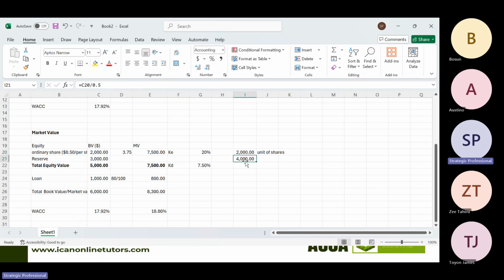If it was 4,000 units, it means the market value would have changed, right? It would have been 3.75 multiplied by 4,000. And your WACC would have been what? You can see that the WACC has increased from 18% to 19%. So let's note that, please. So that's the simple WACC computation.